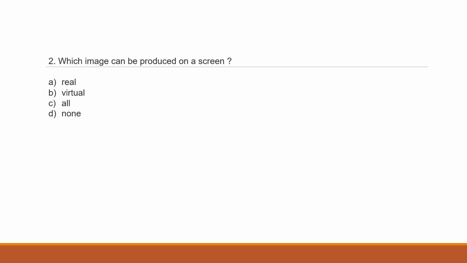Going to the next question: which image can be produced on a screen? A, real; B, virtual; C, all; D, none. Anyone? Can you answer this? Anybody? Which image can be produced on a screen? Real image or virtual image?